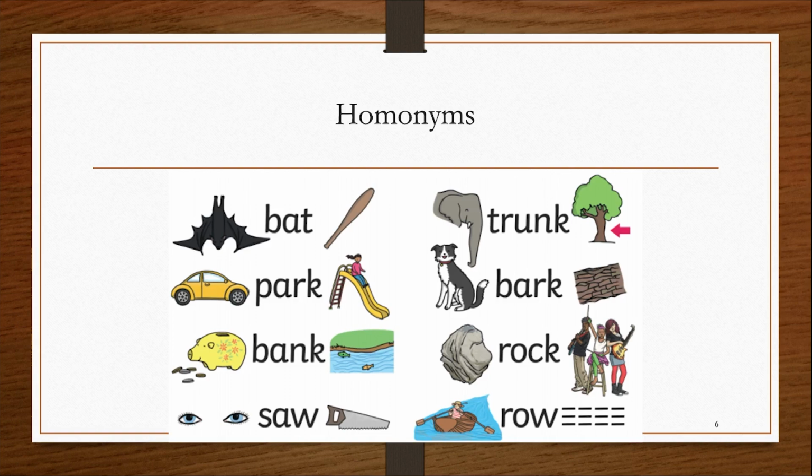Saw, used as a physical characteristic: see and saw. Saw could also mean an instrument that is used to saw wood. Trunk: even an elephant has a trunk, a part of the elephant's body. And the base part of a tree, the straight part of a tree, that's the trunk. Bark, again, the covering on a tree is bark.